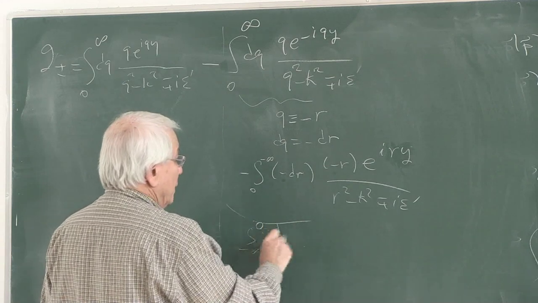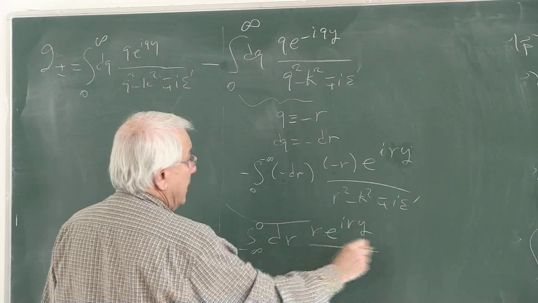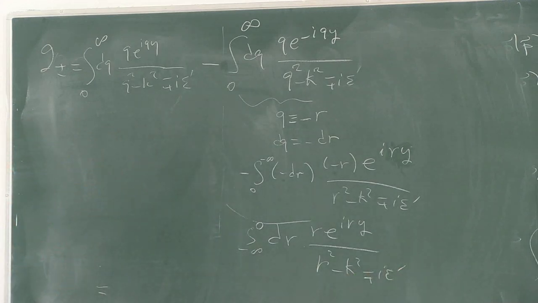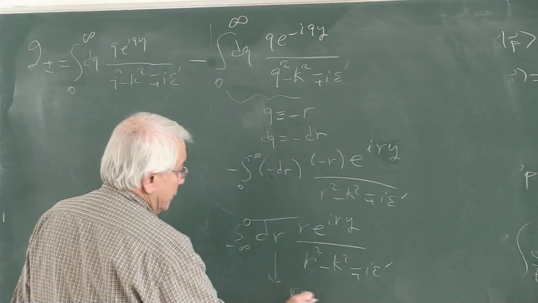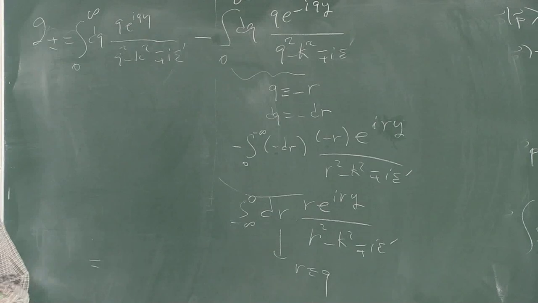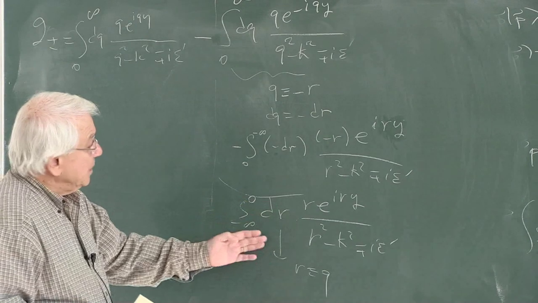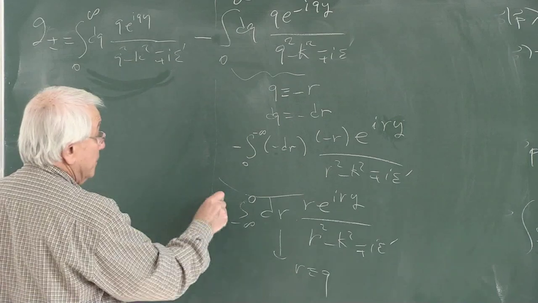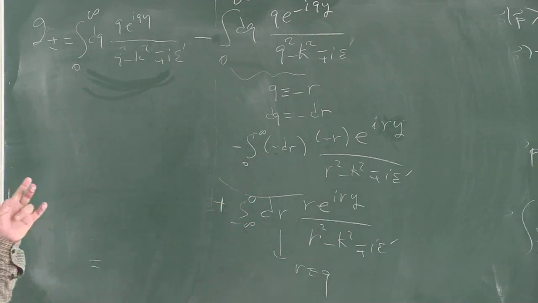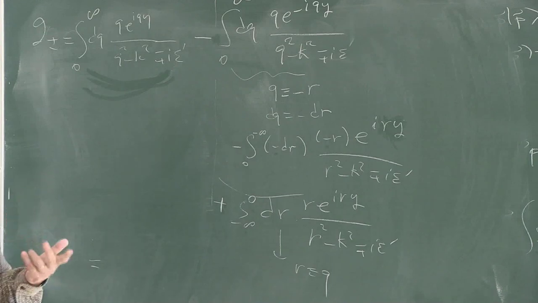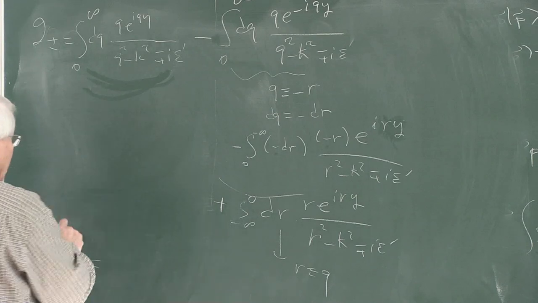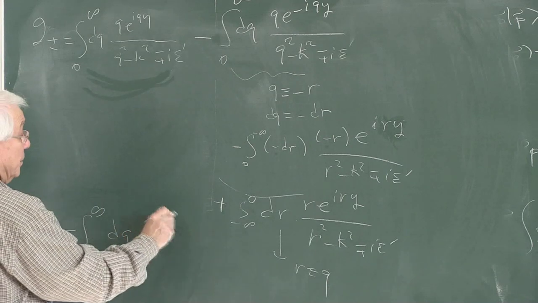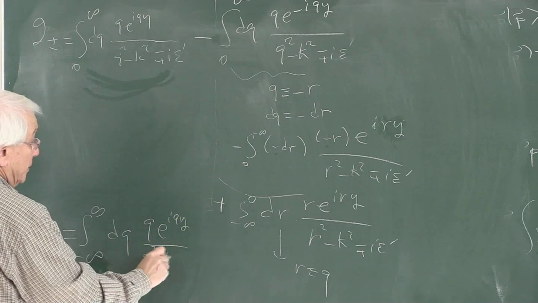Minus infinity to 0, dr r e to the I r y, over r squared minus k squared minus plus I epsilon prime. Now go back to the same name: r equals Q. Change name. This is a dummy integration variable, and I am free to change it any way I like. Then the integral becomes exactly the same, with the correct plus sign in the front now, but it's minus infinity to 0. The original one is 0 to infinity. This is minus infinity to 0, the same integrand. Therefore, it becomes the integral from minus infinity to plus infinity dQ Q e to the I Q Y divided by Q squared minus k squared minus plus I epsilon.